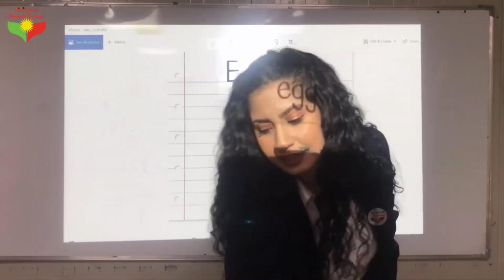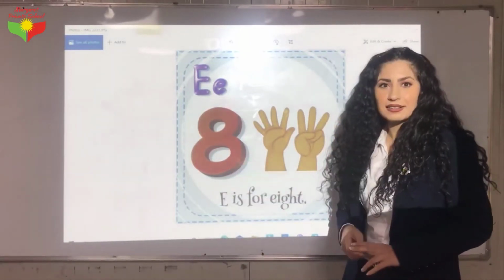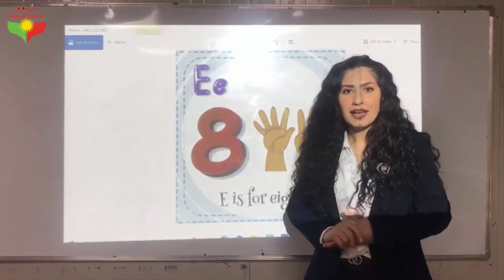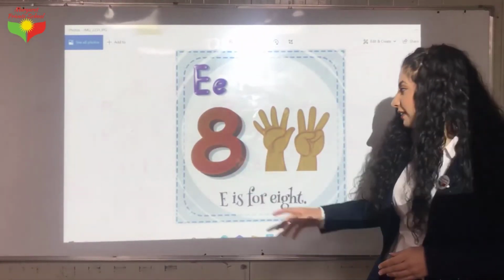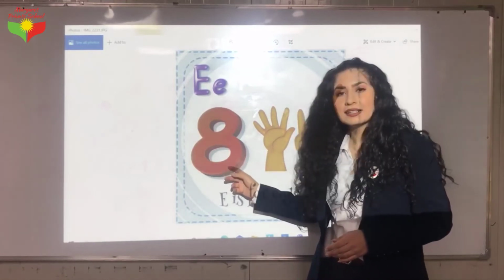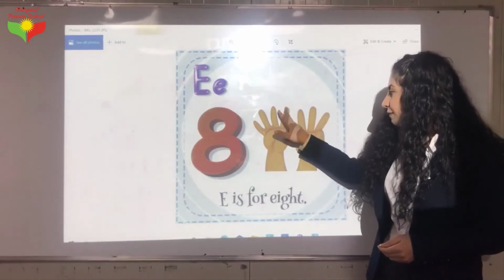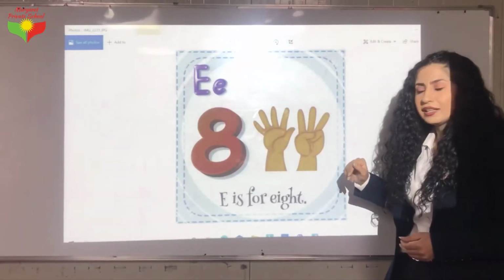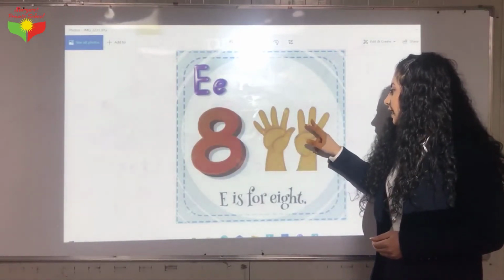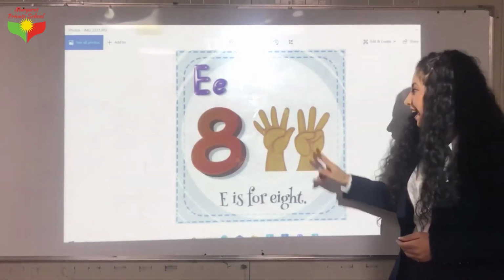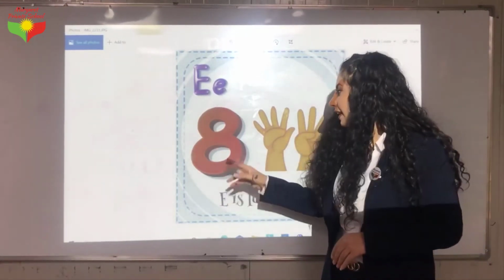Amazing. Another one. E is for number 8. This number is called number 8. Did you study this number in math? Excellent. This is number 8. Okay. How many fingers do you see? Let me count it. 1, 2, 3, 4, 5, 6, 7, 8. 8. Well done. Now repeat after me. 8.